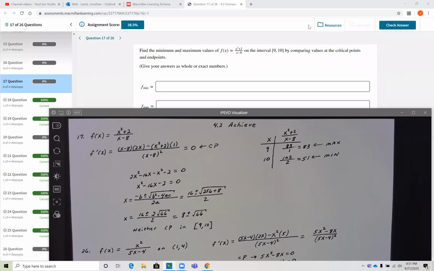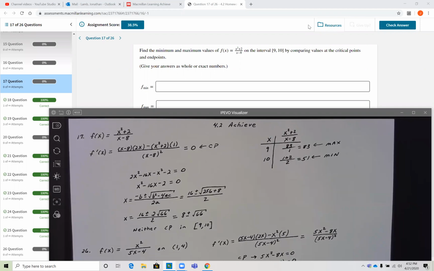Hey guys, let's look at number 17 and number 26 on section 4.2. This is still the section where we're doing the closed interval test. So all we're doing in order to find the high and the low values, the minimum and maximum values of the function, is say that those values occur at either endpoints or at any critical point within the endpoints.